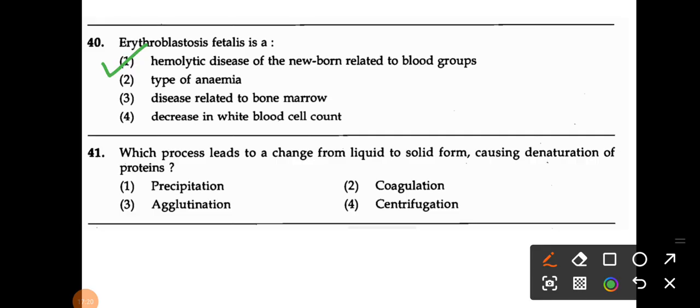Then question number 41: which process leads to the change from liquid to solid, causing denaturation of protein? What are the options? Precipitation, coagulation, agglutination, and centrifugation. Here the correct option is coagulation. So liquid to solid, but denaturation of protein occurs in coagulation.